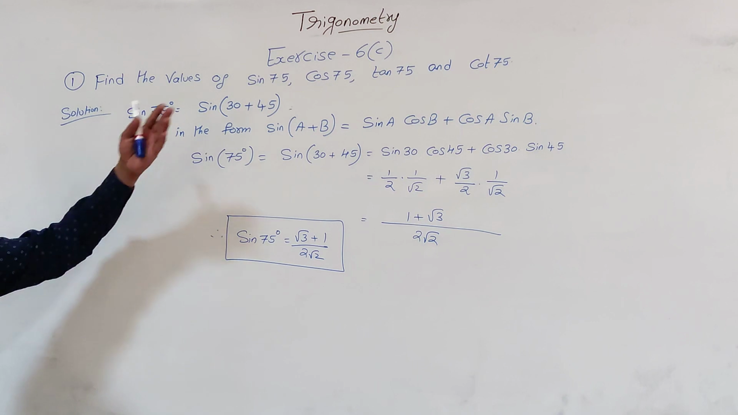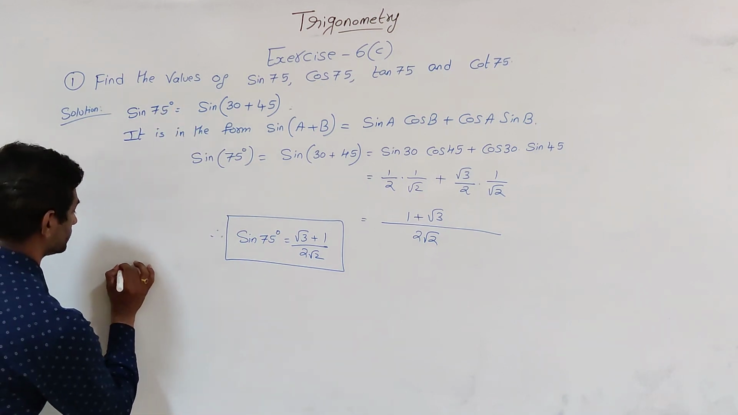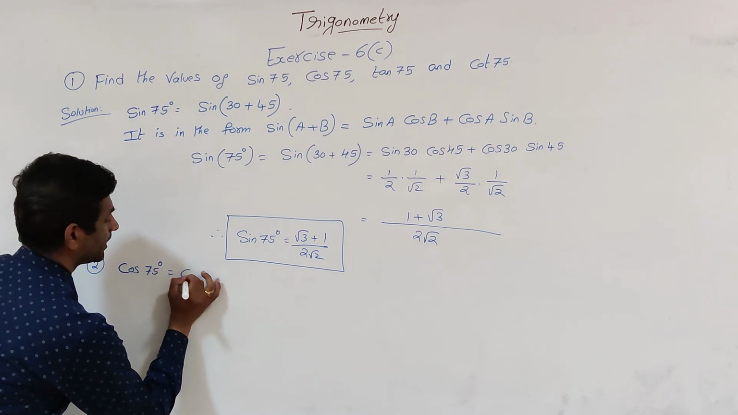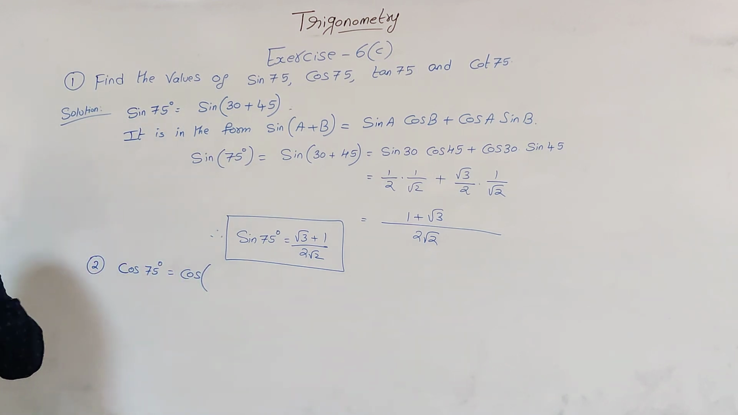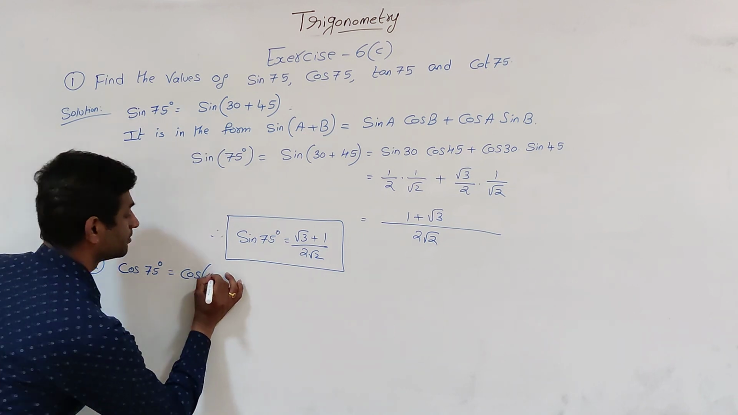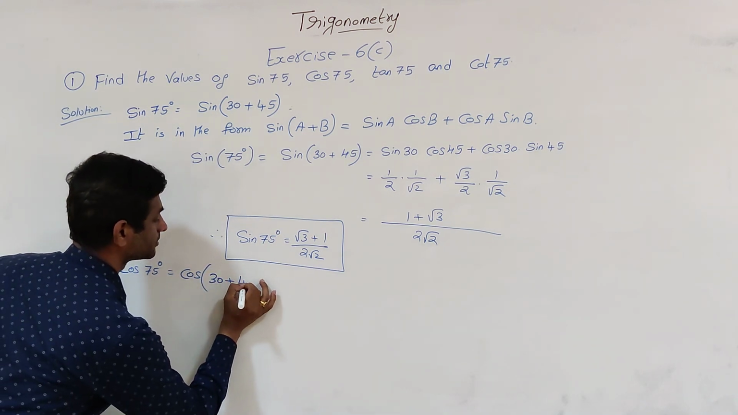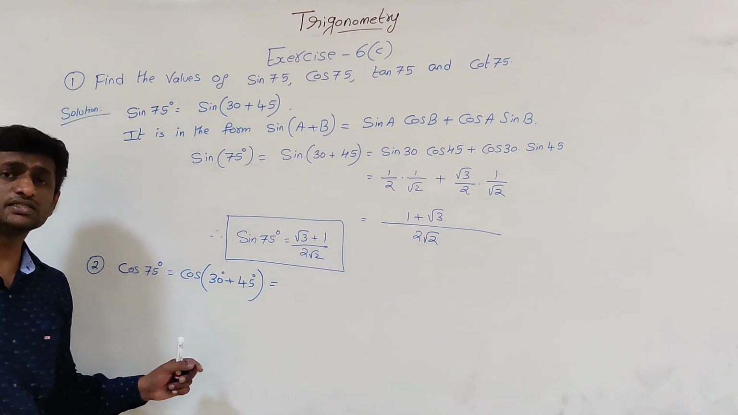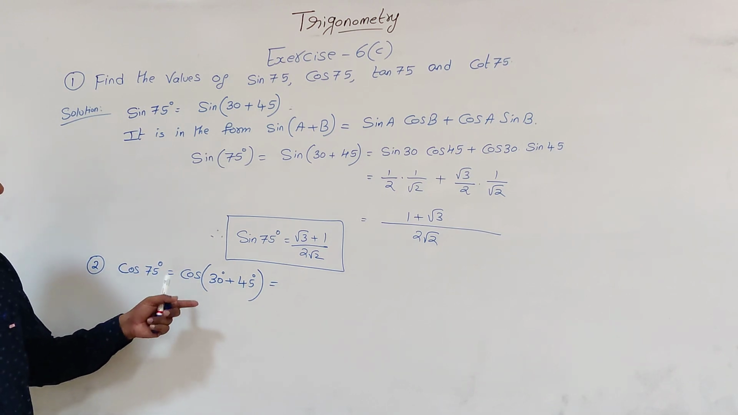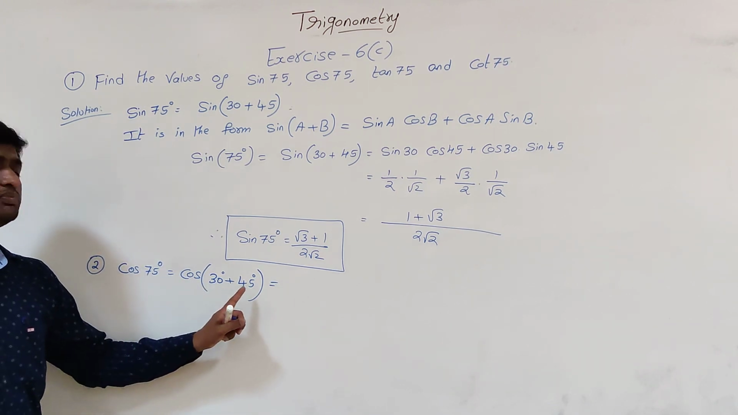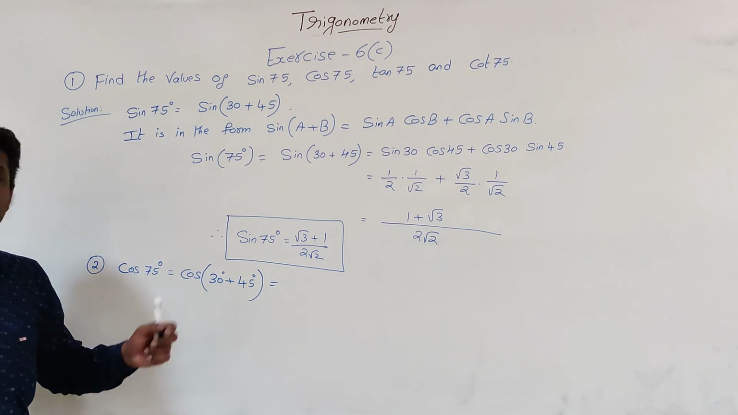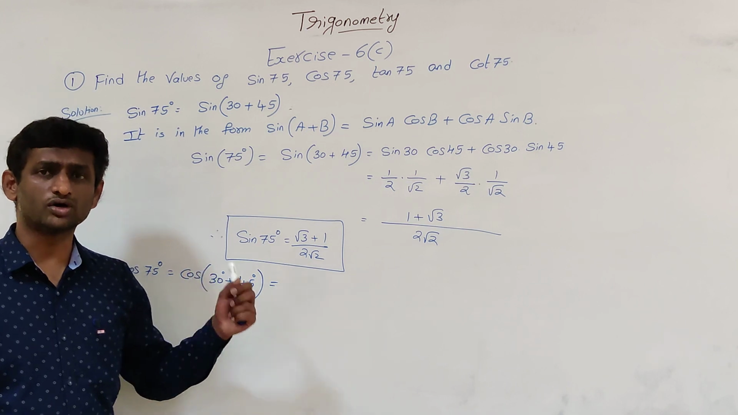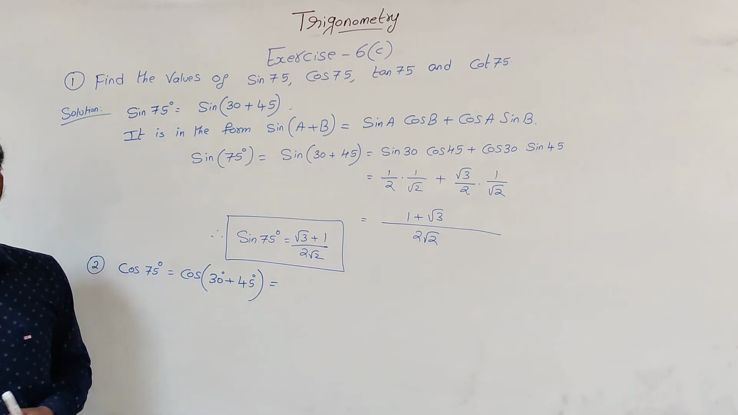Similarly, we will find cos 75. Cos 75 degrees can again be written as 30 plus 45, because these are the known angles. Again, what form is it in? Cos of A plus B, where A is 30 degrees and B is 45 degrees. What is cos of A plus B? Cos of A plus B is cos A cos B minus sin A sin B.